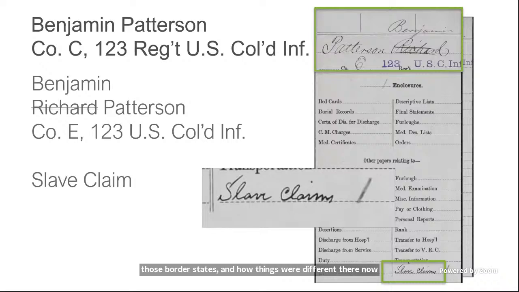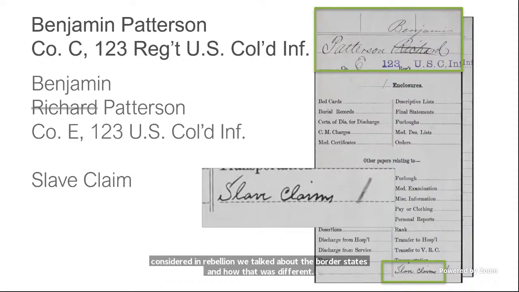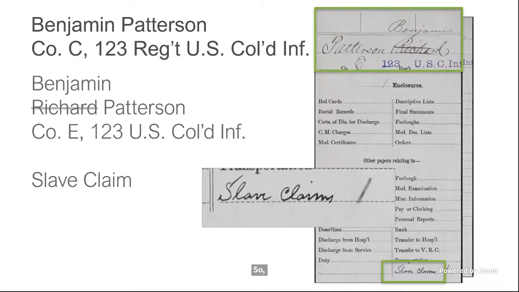Now, the Emancipation Proclamation had freed the slaves in the states that were in rebellion. So Kentucky was not considered in rebellion. We talked about the border states and how that was different. So the committee that was formed to create the United States Colored Troops, their documents say that you cannot serve in the colored troops if you are a slave.